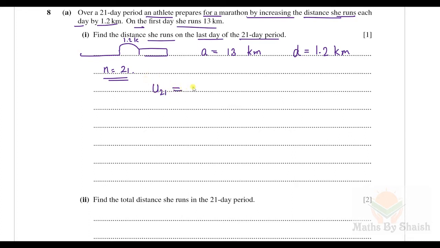So un, we know it is a plus n minus 1 into d. So here I write a plus n minus 1 into d, and that is 13 plus 21 minus 1, that is 20 into 1.2. So it is 13 plus 12 into 2, it is 24. So it becomes 37 kilometer. So on the 21st day she will run 37 kilometer. And let's discuss the next part.